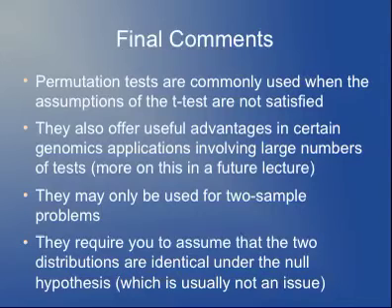And drawbacks to permutation tests: they can only be used for two sample problems. You can't use a permutation test to test the null hypothesis that the mean is equal to 30 or whatever. And they also require you to assume that the two distributions are identical under the null hypothesis, not just assume that the means are equal, which is a weaker assumption. In practice, that usually doesn't matter. If you look hard enough, you can find some cases where means are the same, but the permutation test still tells you that the distributions are different.